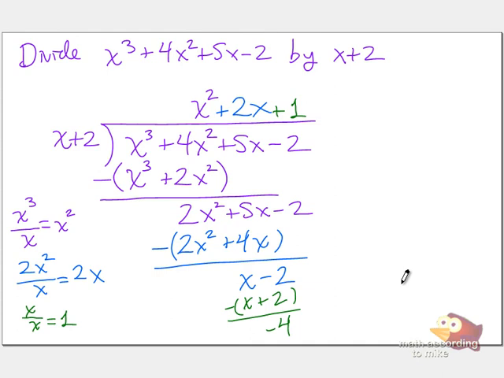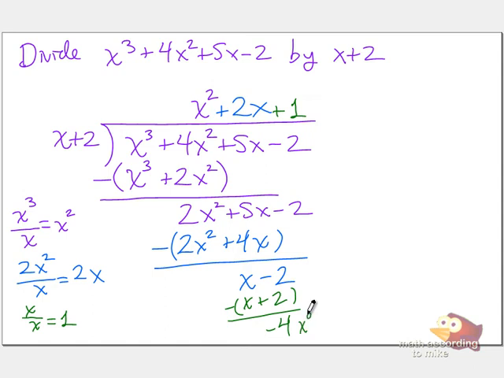Yes. And here's how you know when you're done with long division. If the degree of the remainder is less than the degree of the divisor, you're done. What is the degree of the remainder? 0. What is the degree of the divisor? 1. Yes, 0 is less than 1. So we're done. So if the degree of the remainder is less than the degree of the divisor, stop.